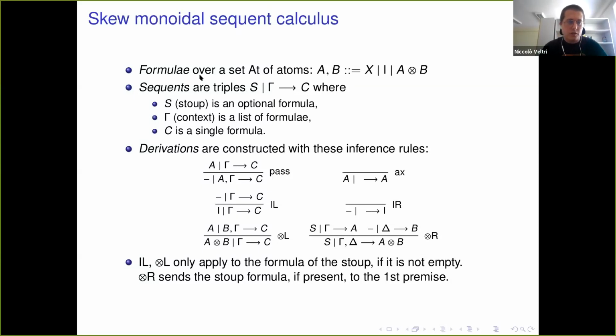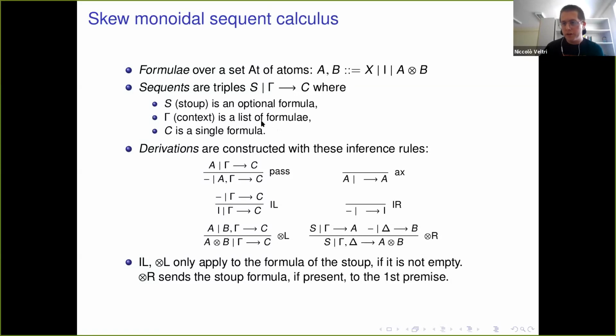And now the interesting part is here. Sequences are a bit different from the usual notion of a sequence, for example, in intuitionistic linear logic. So we have triples. The succedent is a single formula, C, but now the antecedent is split into two parts. There is a gamma, which is a list of formulae. We call it a context.